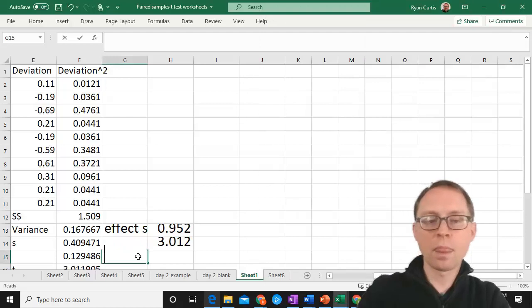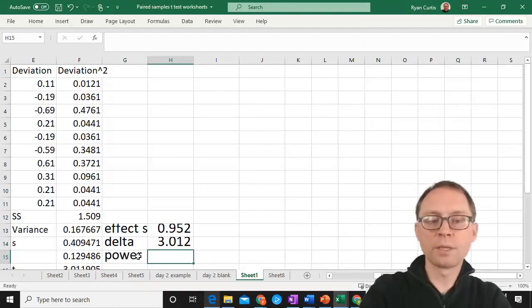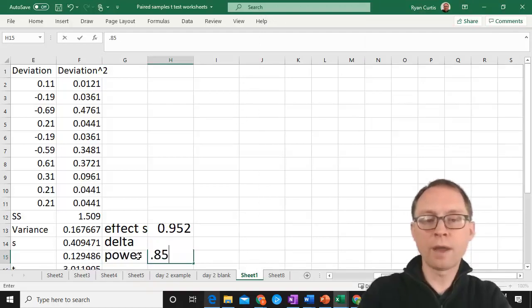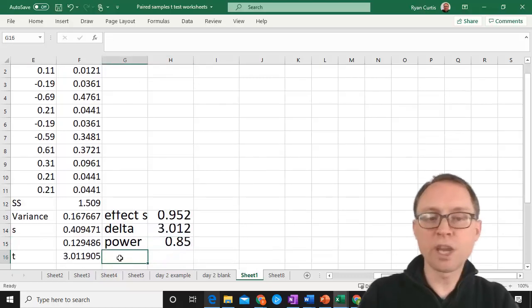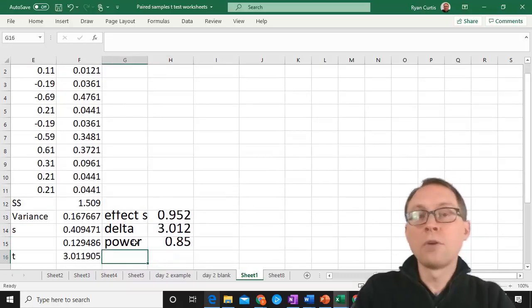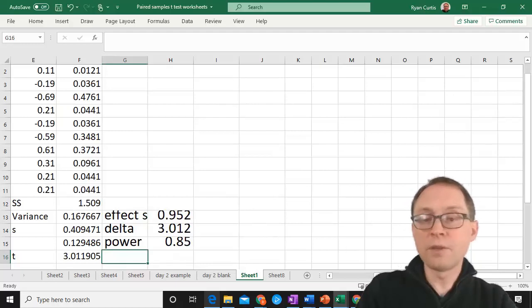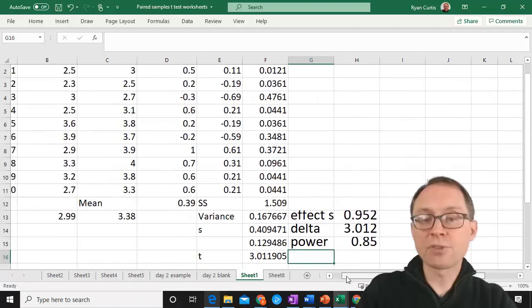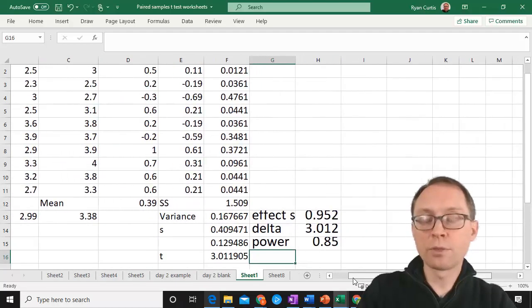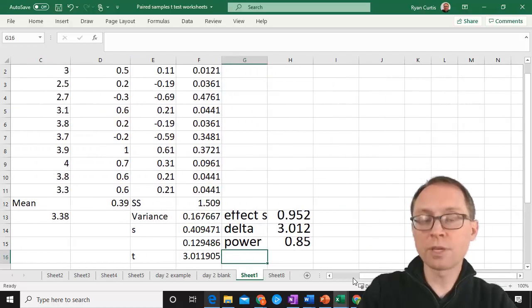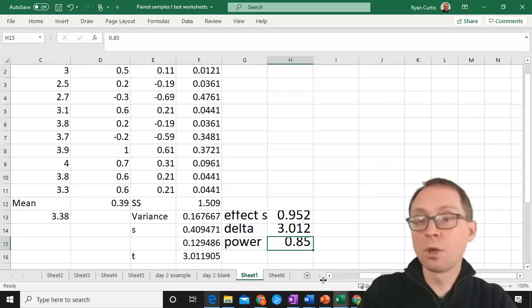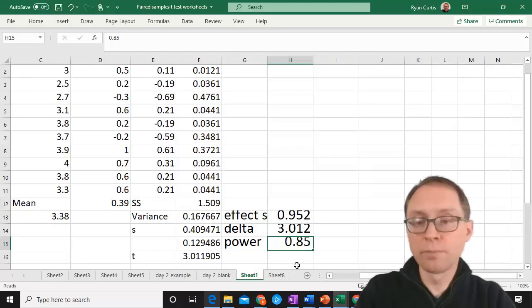That means that with 10 people and the data that I have in the past, my power estimate is 0.85. I have an 85% chance of rejecting the null hypothesis if studying actually does help your GPA. So if studying actually does help your GPA, this study has an 85% chance of finding it. That's what that finds.